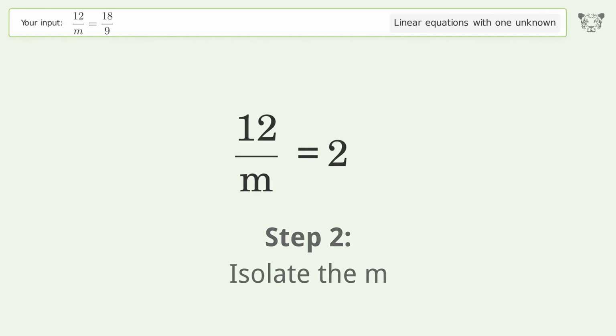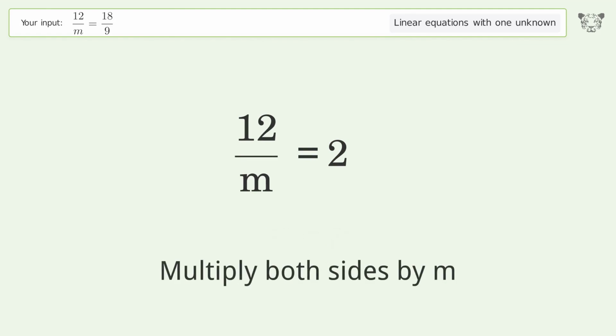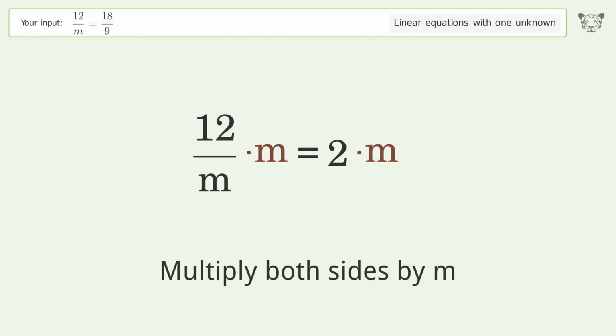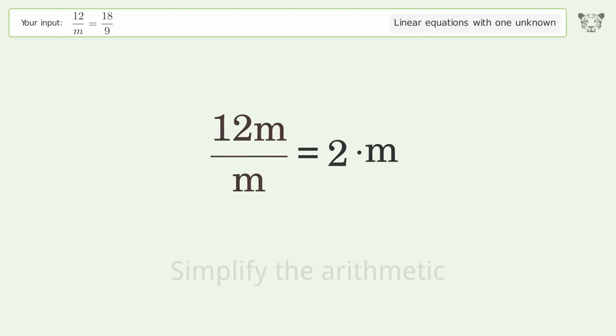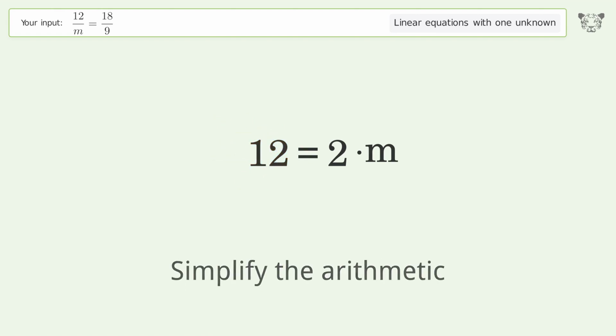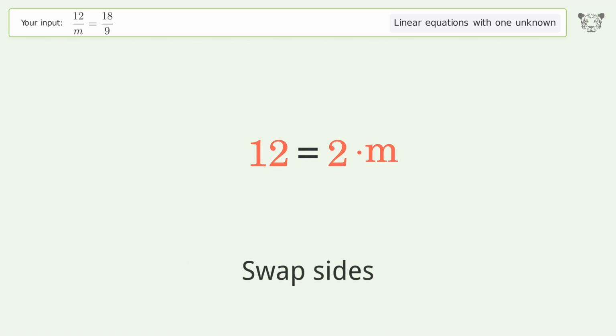Isolate the m. Multiply both sides by m. Multiply the fractions. Simplify the arithmetic. Swap sides.